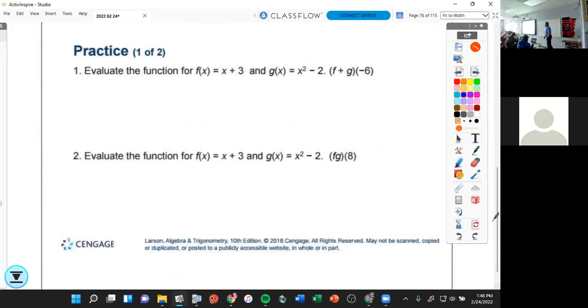All right, and folks, that's really the end of that section. I have a few practice problems that I'll work through. If you want to start working on the homework, awesome. But I'll work on these practice problems real quick.